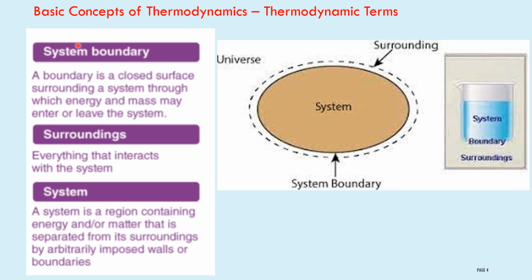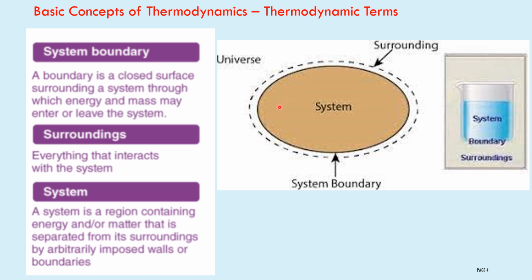Basic concept of thermodynamics, thermodynamic terms. First one, system. A system is a region containing energy and matter that is separated from its surroundings by arbitrarily imposed walls or boundaries. Consider this is a system.